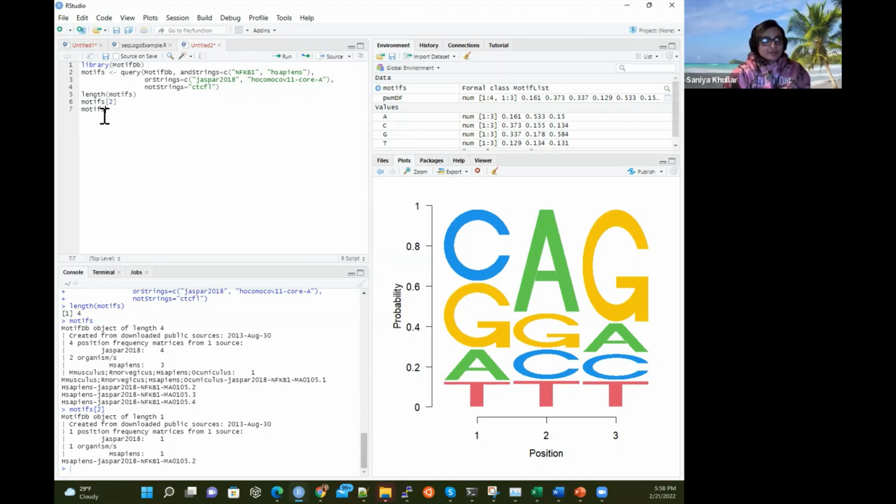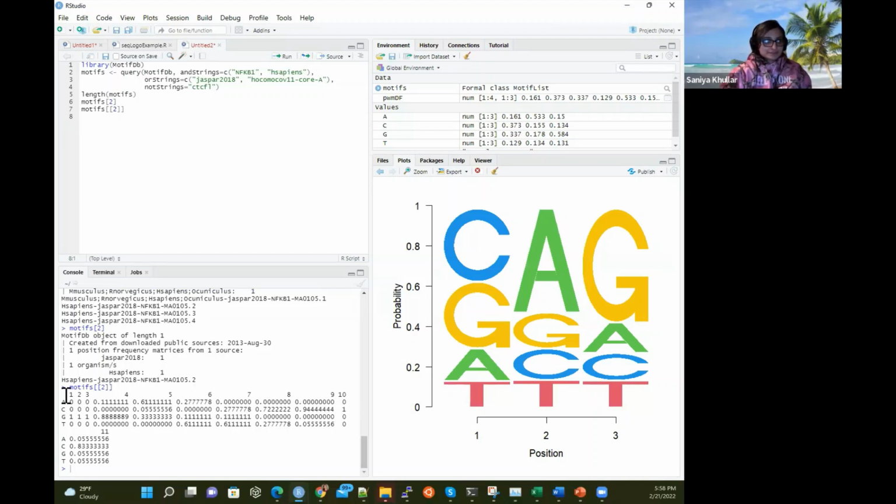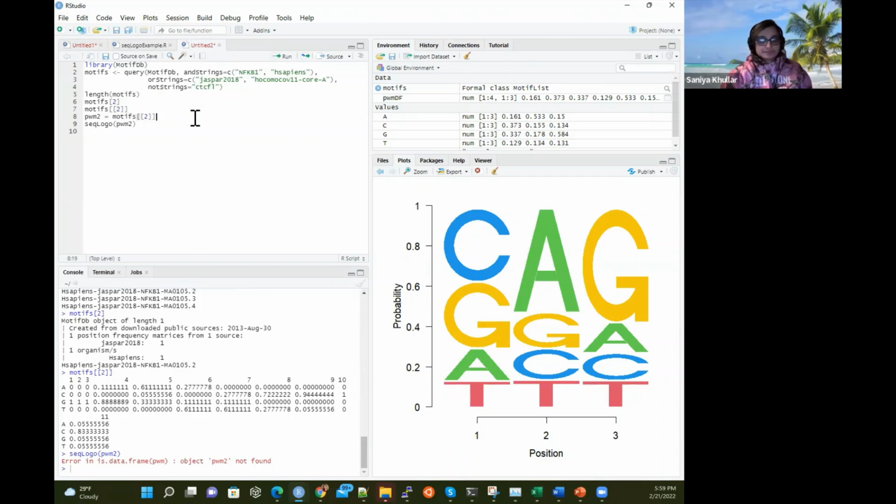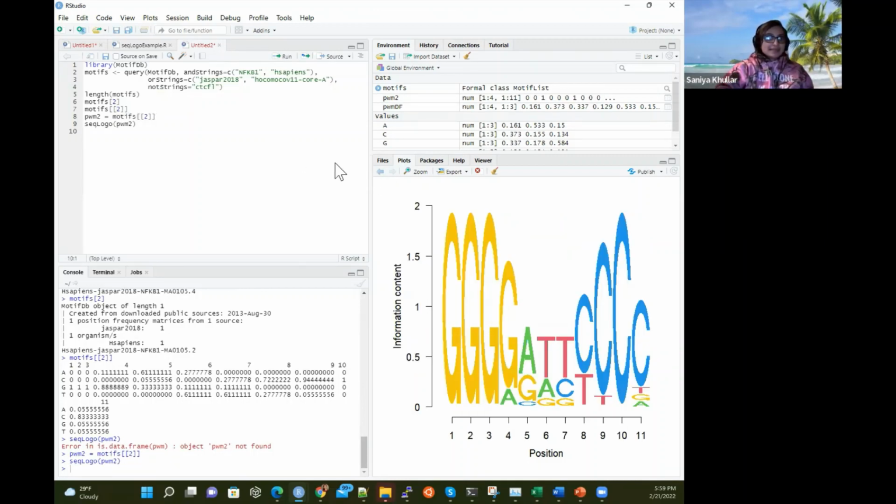So I can look at motifs. NFKBs are really key transcription factors. So we're super certain that the motif starts off as G, G, G. This is what this matrix looks like here. It's a probability weighted matrix. So I can just call it PWM2, and I can say it's motifs 2 here. And then what I can do is just run seqLogo on PWM2. And yay, indeed we have this here.